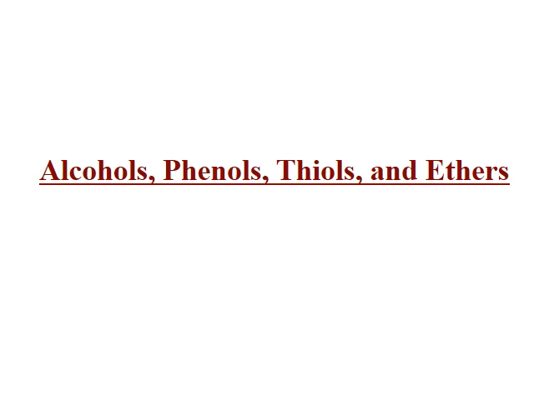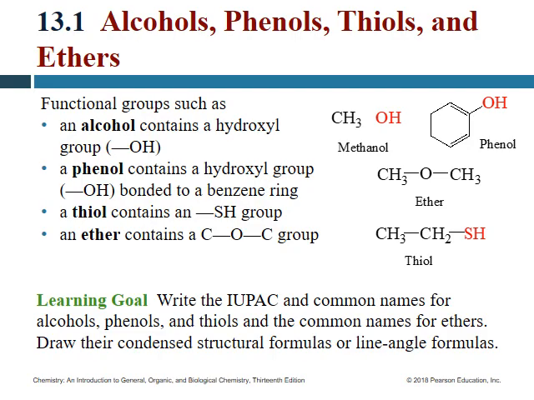Okay, so in this chapter we will be discussing some functional groups, some organic compounds containing functional groups. These compounds are called alcohols, phenols, thiols and ethers. We'll look at what these compounds are, what functional groups they contain, how we name them, and what different types of reactions they undergo. So let's first begin with what exactly these groups are.